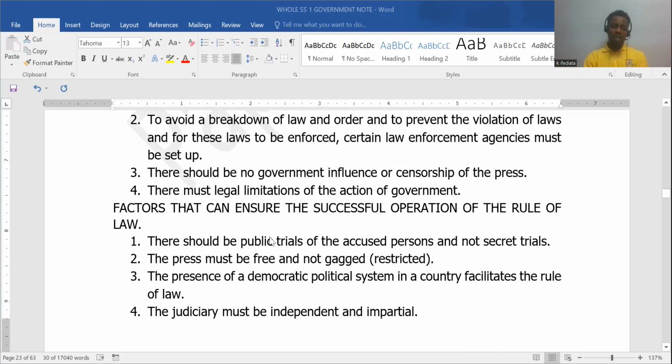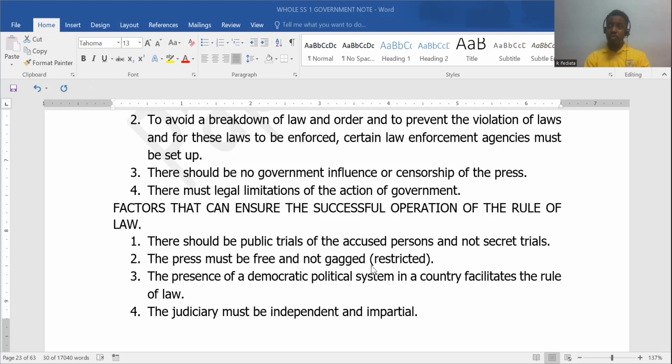And let's look at factors that can ensure the successful operation of the rule of law. There should be public trials, right? Not secret trials, so that everybody can see what happened. Everybody can see that the law is just, right? When it is secret, you don't know what happened. You can't vouch for whatever happened there. But if it is open, it makes people believe in the system. There is transparency.